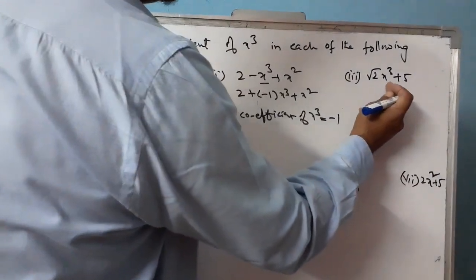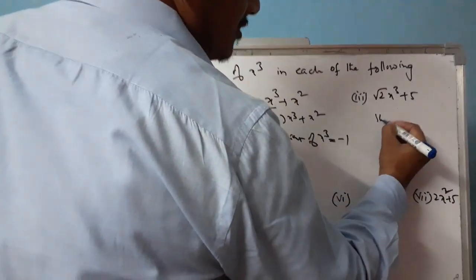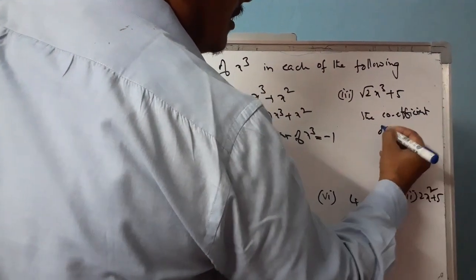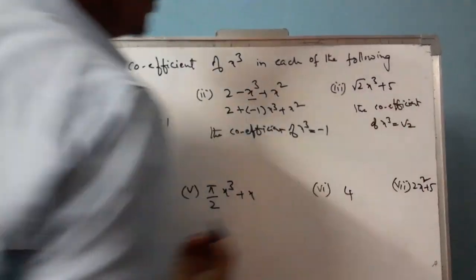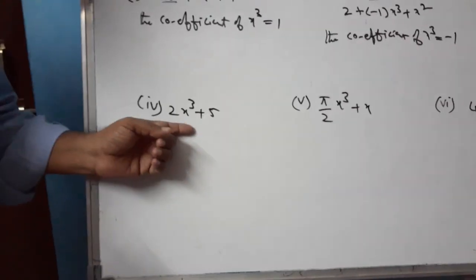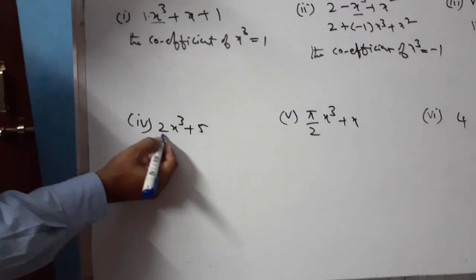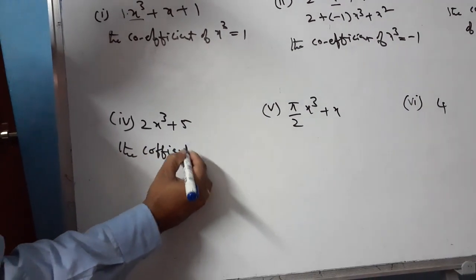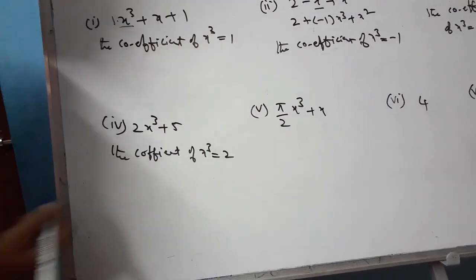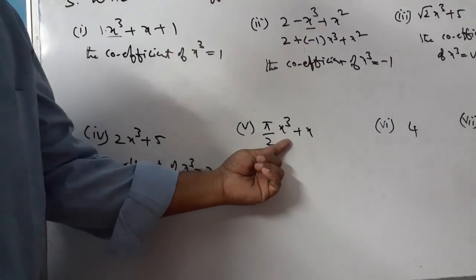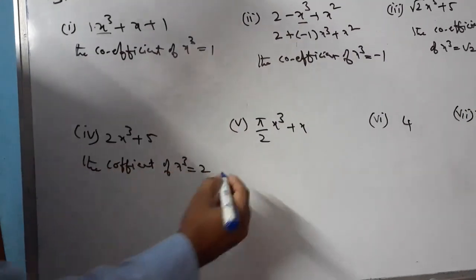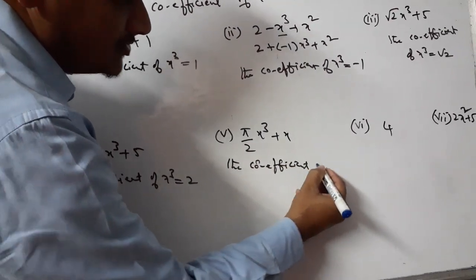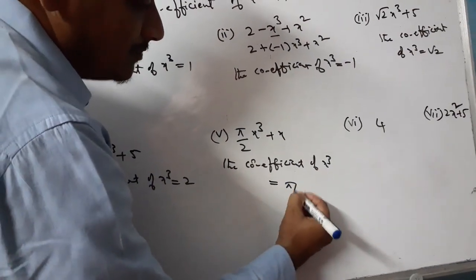Similarly in this the coefficient of x cube is root 2. So the coefficient of x cube is equal to root 2. In this 2x cube plus 5, similarly same, the coefficient is 2. So the coefficient of x cube is equal to 2. In this x cube coefficient here it is pi by 2. So the coefficient of x cube is equal to pi by 2.